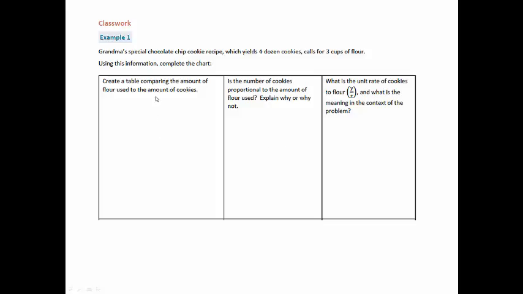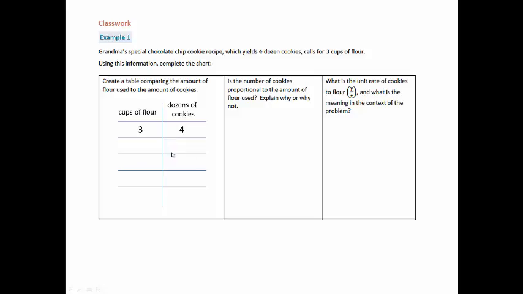First, we want to create a table comparing the amount of flour used to the amount of cookies. In my table, I have cups of flour and dozens of cookies as my title. The cups of flour is the independent variable because how many dozens of cookies depends on how many cups of flour we have. So cups of flour would be our X and dozens of cookies would be our Y. The first entry on our table, we can put the relationship given in our original sentence. 3 cups of flour gives us 4 dozen cookies.